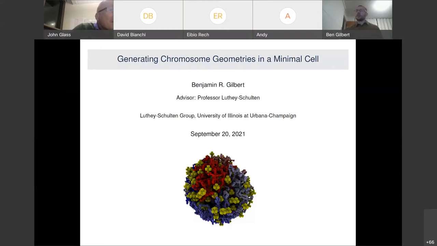I'm a student with the Schulten group at UIUC, and today I'm going to be discussing a method of generating chromosome geometries in JCVI Syn3A with the purposes of using them in whole cell kinetic models.